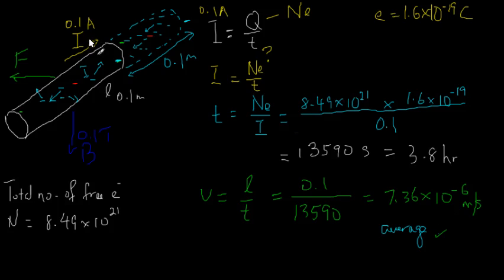Now, if there's no current, if the current is 0, the electrons would be moving in all sorts of random directions, and the average velocity would be 0, because there would be roughly the same number of electrons in one direction as in the opposite direction. But when there's a current flowing this way, we would have slightly more electrons going in this direction than in the opposite direction. As a result, we have a small average velocity which is moving in one direction.